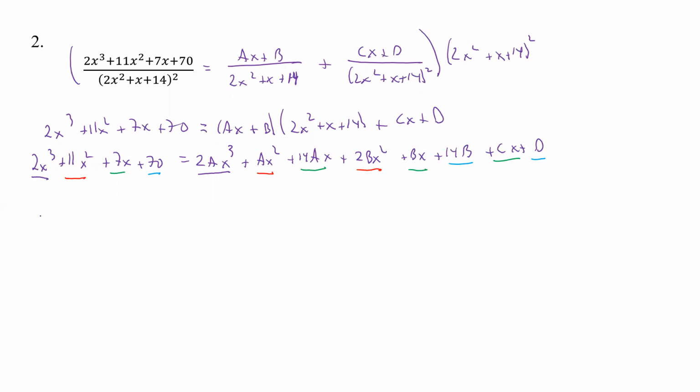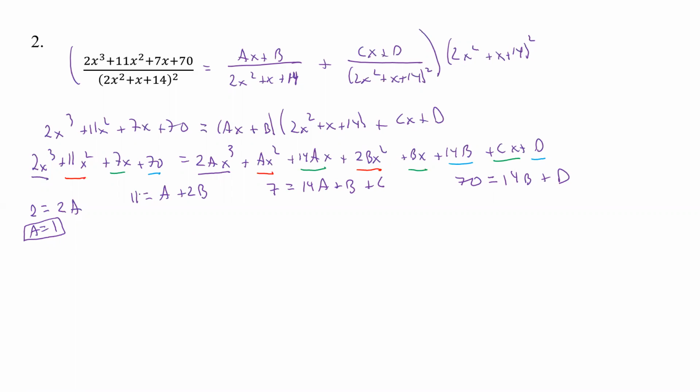Well, here we have 2 is equal to 2a. And so therefore, a equals 1. So we've got our first one. Now what do we have? So let's go over here and we have 11 equals a plus 2b. And then we also have 7 equals 14a plus b plus c. And then we also have 70 equals 14b plus d.